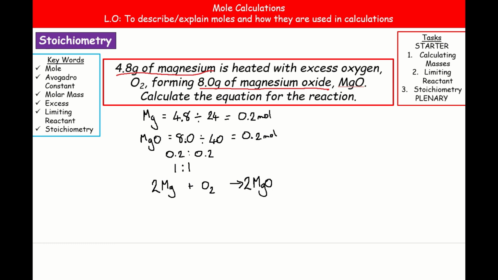In terms of your marks for that one, give yourself a mark for this first bit, a mark for your second part there, and then you can have a mark if you recognise the ratio and a mark for the final thing. So total out of 4.